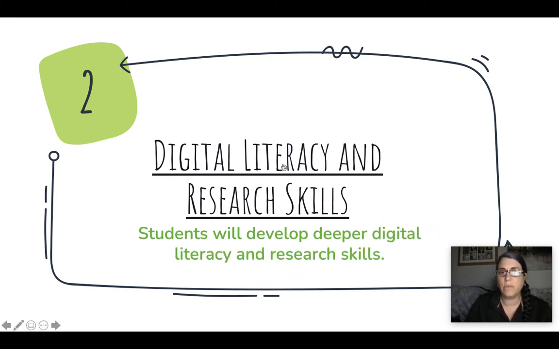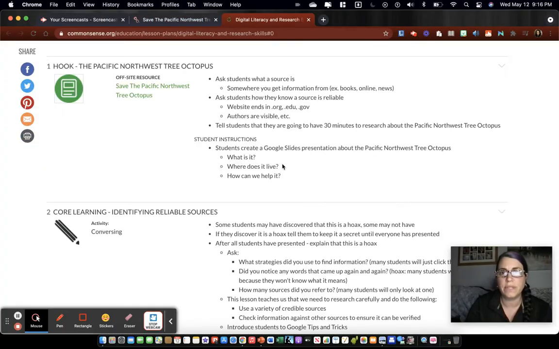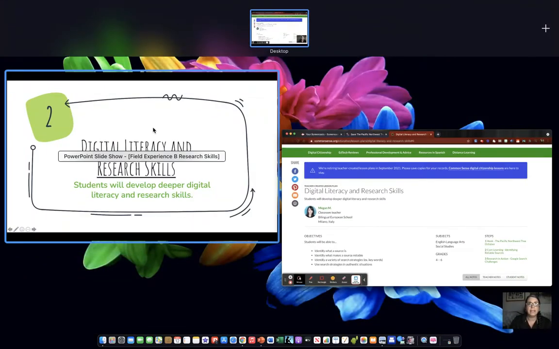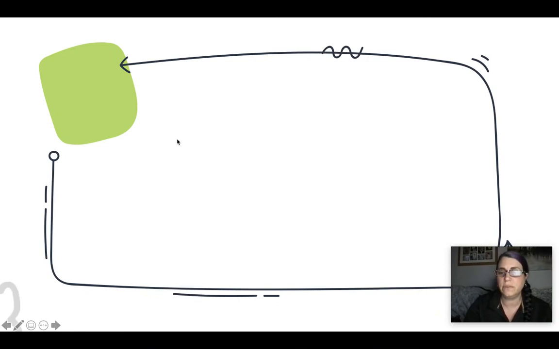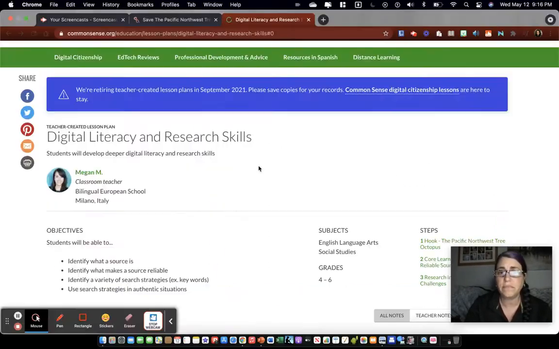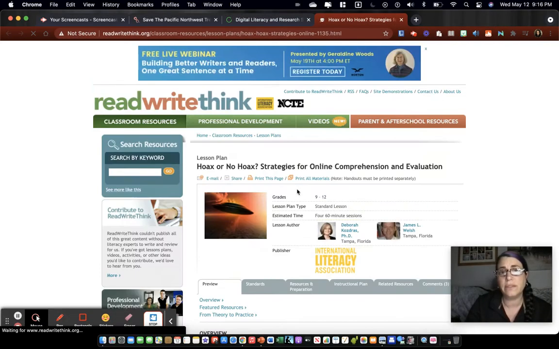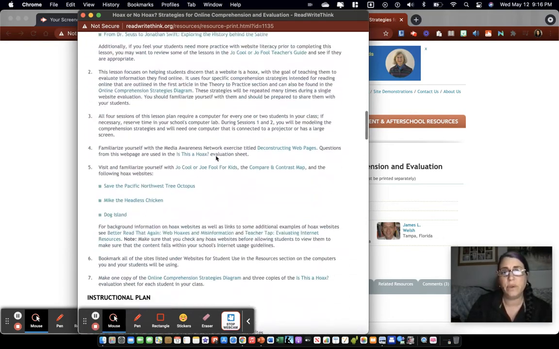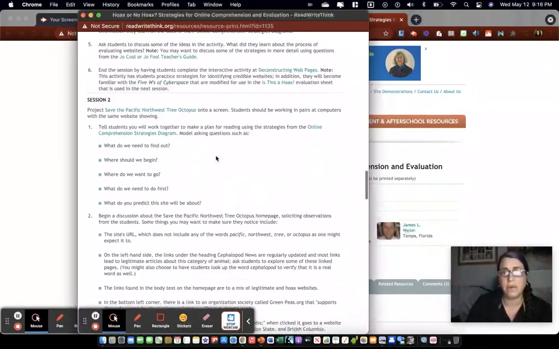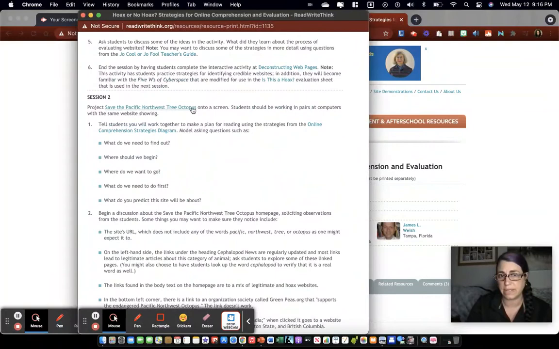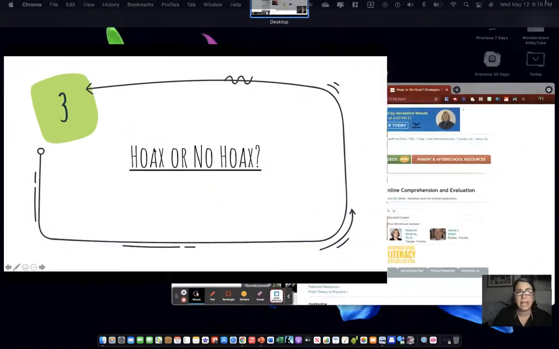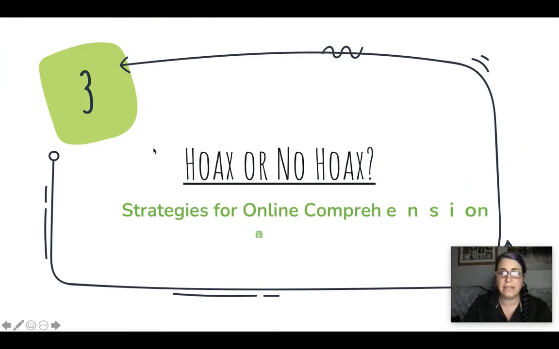This one is more geared to our 4th and 6th graders from Common Sense. And then this resource is more geared to our 9th through 12th grade. I would click on this print all materials to get a really good look at it. If you go to session 2, it's actually going to be the one on the Pacific Northwest tree octopus. So another good lesson.